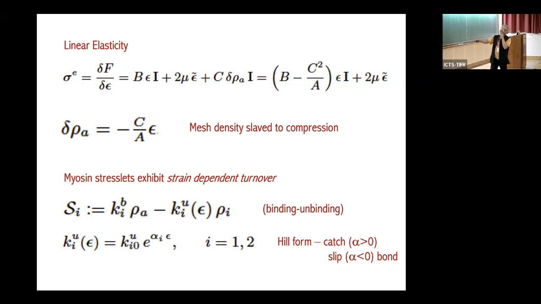Okay. Then, having described the way the stresses appear, I haven't discussed the active stresses, but just the passive parts. Let's look at the turnover. So the turnover is a combination of binding and unbinding, and we take the unbinding term to be strain dependent, and of this Hill form. It has a bare part plus an e to the power of alpha epsilon, epsilon being the strain. And the sign of this alpha tells you whether it's a catch bond or a slip bond.